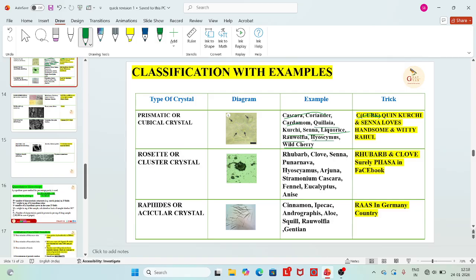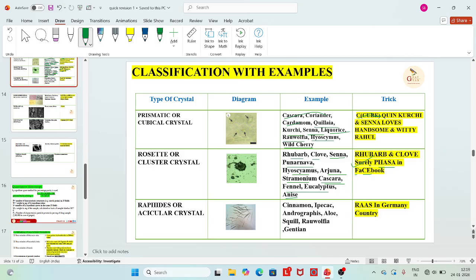So Rosette or cluster type: rhubarb and clove, surely fassa in Facebook. Rhubarb, clove, surely is Sena; fassa is Punarnava, Hyoscyamus, Arjuna, Stramonium, anise. Facebook is fennel, eucalyptus and cascara. You can see the bold words for the initials of your drug names. So rhubarb, clove, Sena is surely. Fassa: Punarnava, Hyoscyamus, Arjuna, Stramonium and anise. Facebook: FCE represents fennel, eucalyptus and cascara.